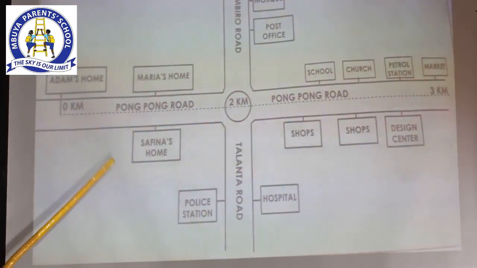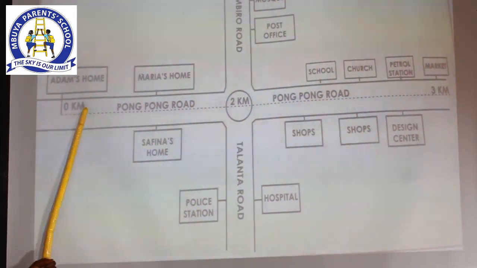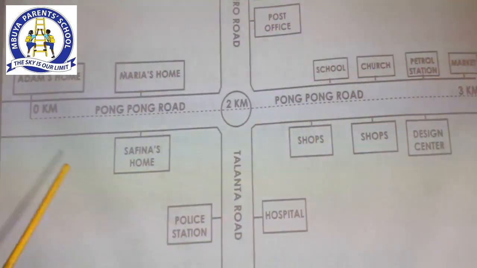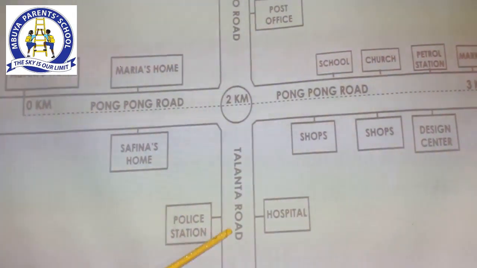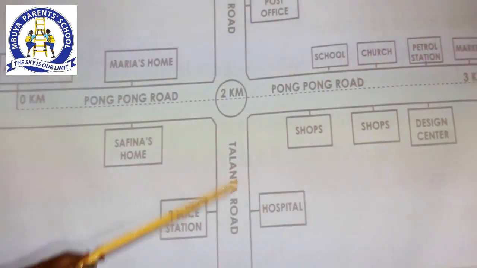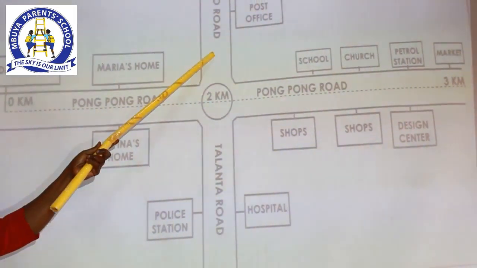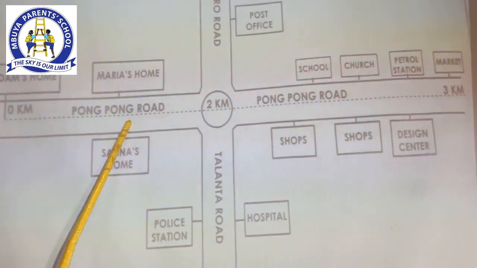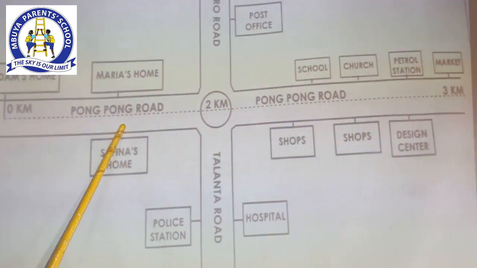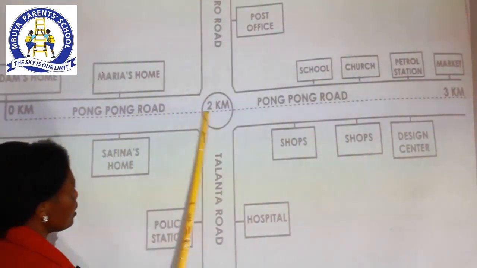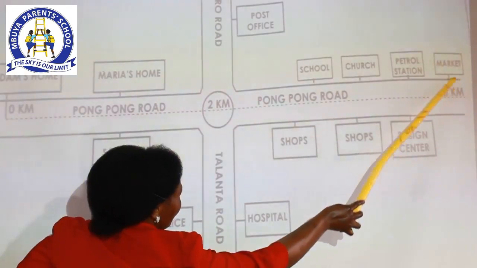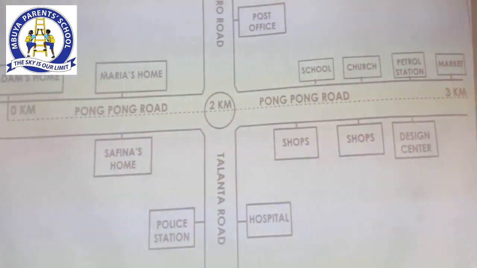But our question says, on which road is the market? Do you think the market is on Talanta Road or on Mbiro Road? Somebody to help us? Thank you. The market is on Pong Pong Road. Is it true? Let's try to see. This is Pong Pong, and the market is here on Pong Pong Road.